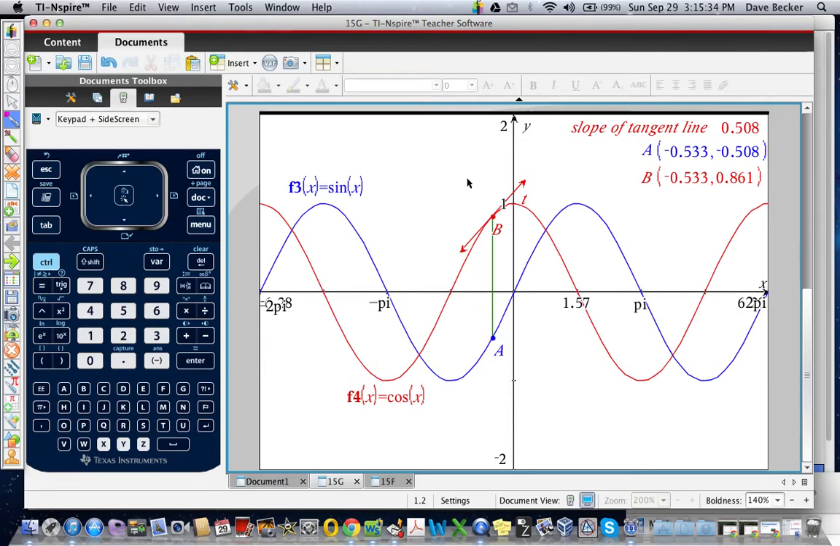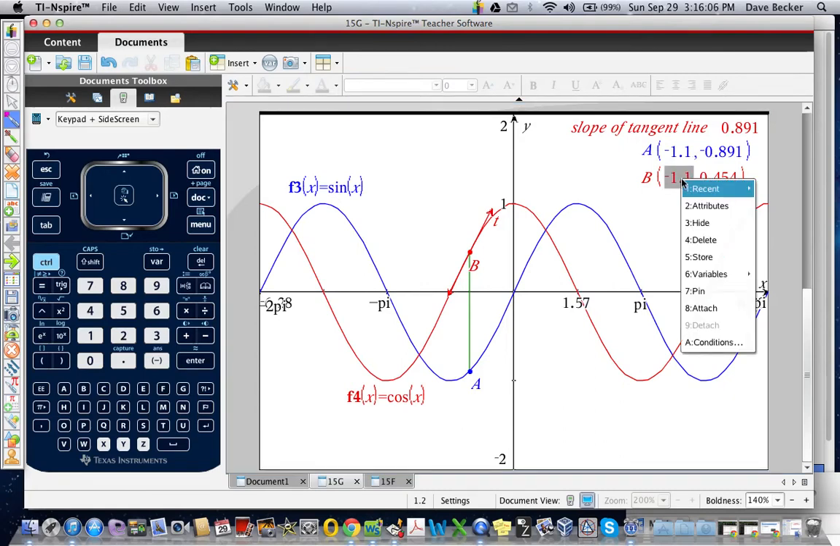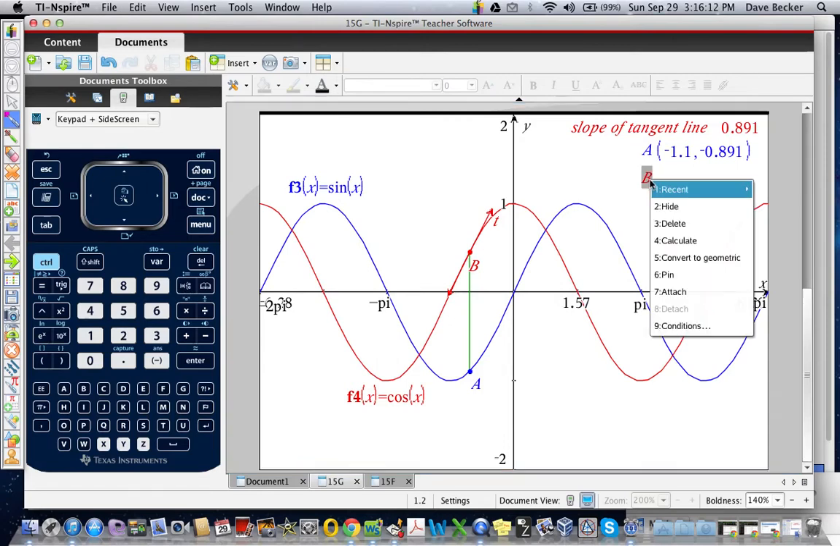What's the derivative of cosine? At this particular point of B, the derivative is equal to 0.508 because that is the slope of the tangent to the curve for this particular value of B. And again, the coordinates of A and B are exactly the same. 2.5, 2.5. I move it over here. Negative 1.1, negative 1.1. And the A coordinate is on the sine curve, okay? So again, I'm going to hide the coordinates of the B on the cosine curve just so you don't have so much to look at here.